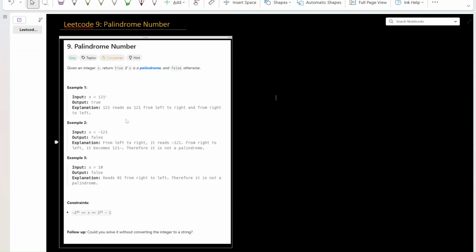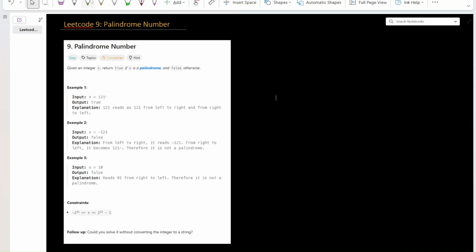Today we are going to be working on another LeetCode problem, which is called palindrome number. It is marked as an easy problem in LeetCode, and it is easy if you treat this number as a string. So you can reverse the string and then compare if the current string and its reverse are equal or not.